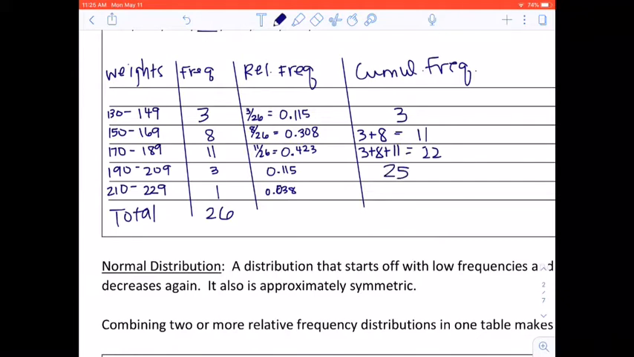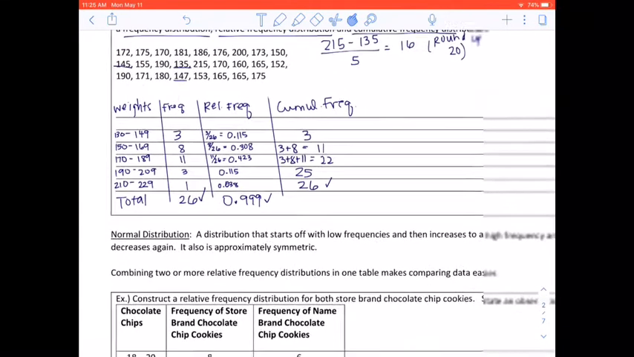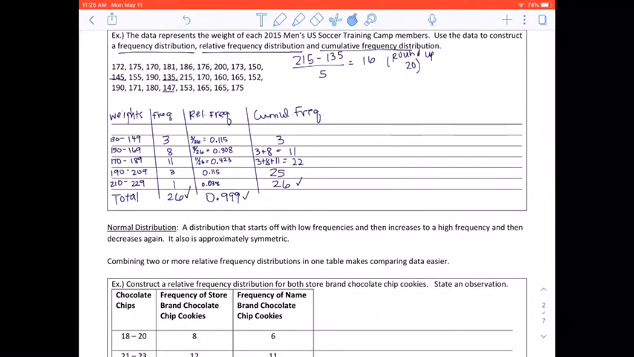And then the last one, you would add up all the frequencies together, which would be 26. So a couple things to note. The total number of men was 26. That should match with the ending value that you have for your cumulative frequencies. The other thing too is if you were to add up your relative frequencies, I know we rounded, but we do get 0.999, which is very close to 1, which is what it should be. And so those are some ways to check to make sure that you did those problems correctly as you're going through those.